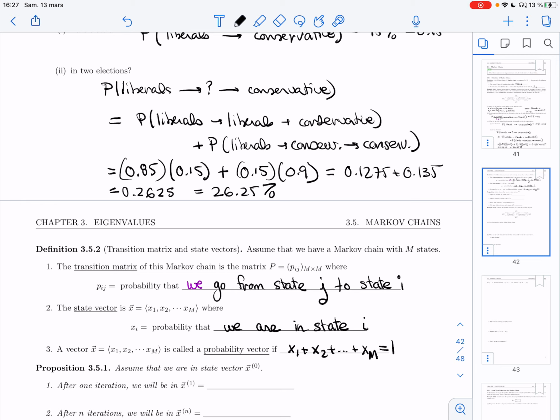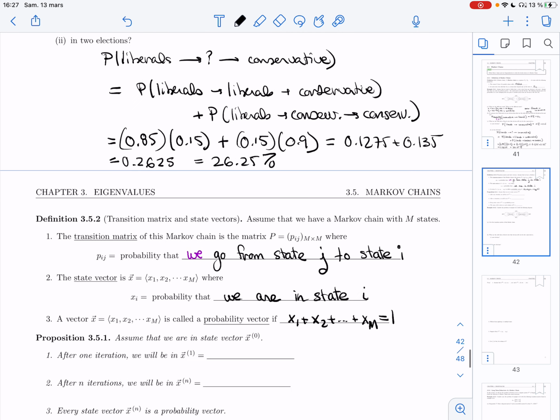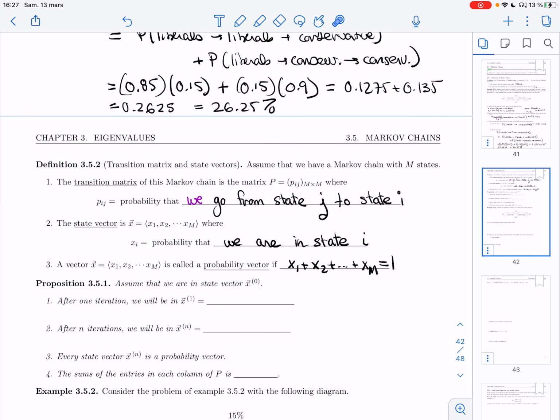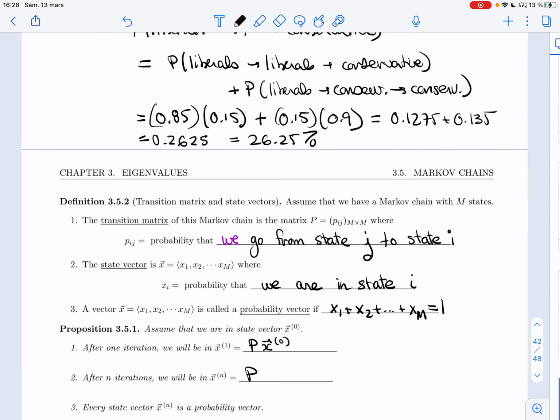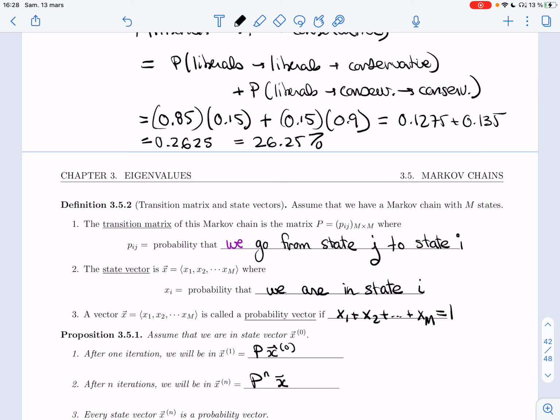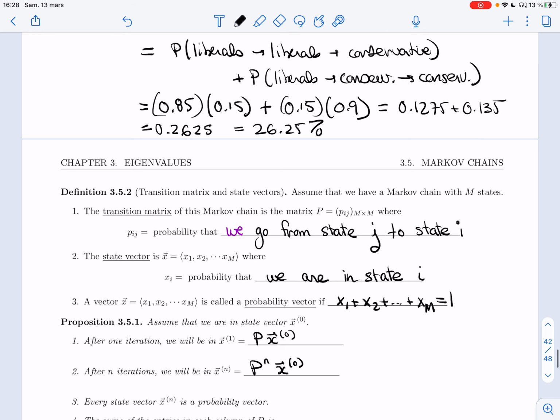All right, so let's see how this setup helps us answer questions like we just answered in the first example. Assume that we are currently in state vector x0, so the odds that we are in each state are inside a vector like this. After one more iteration, we'll be in vector x1, which is P times x0. And after n iterations, you apply P each time, so you'll be in P to the n times x0. You can see how our knowledge of powers of matrices and our technique to compute them could be helpful here.